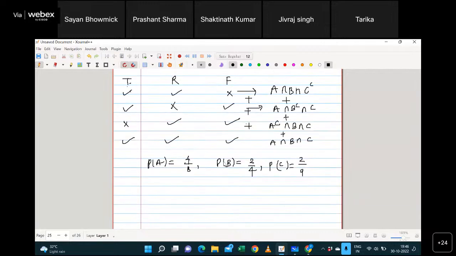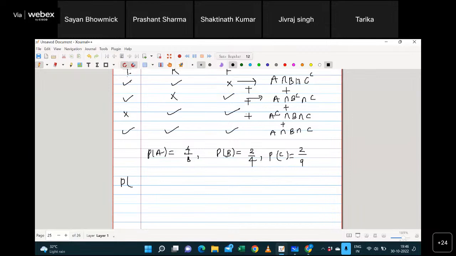Okay. So probability that at least 2, we have to add all the possibilities. Probability of A intersection B intersection C complement, plus probability of A intersection B complement intersection C, plus probability of A complement intersection B intersection C, plus probability of A intersection B intersection C.